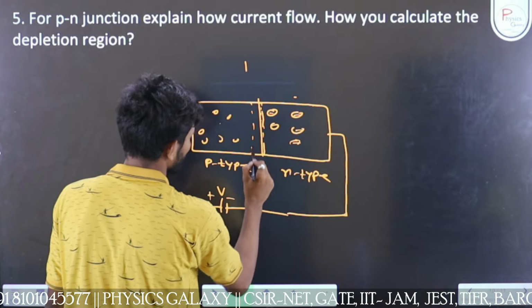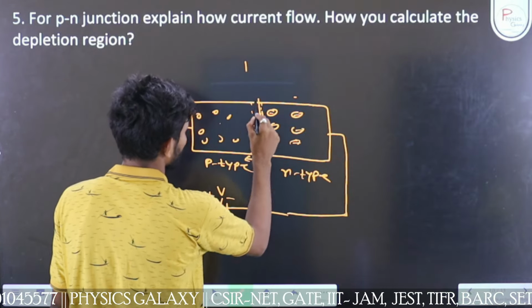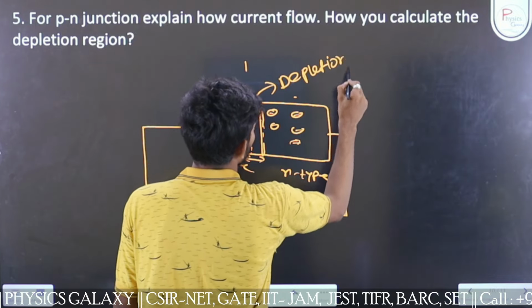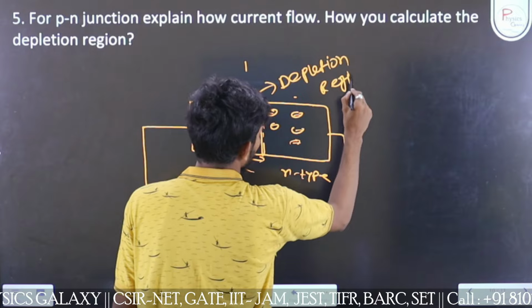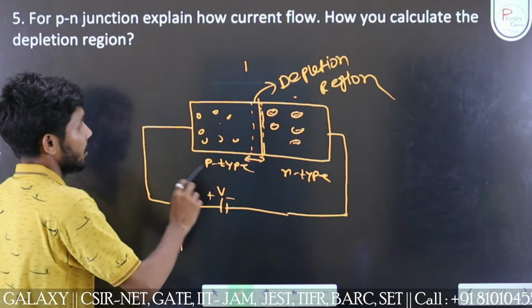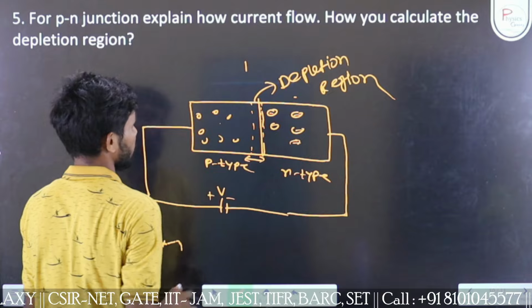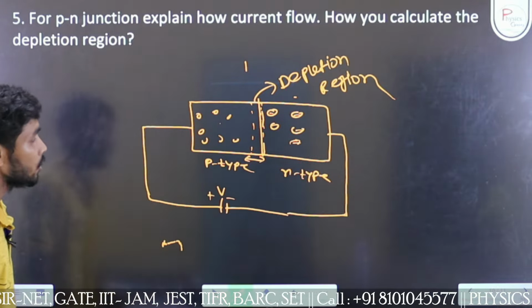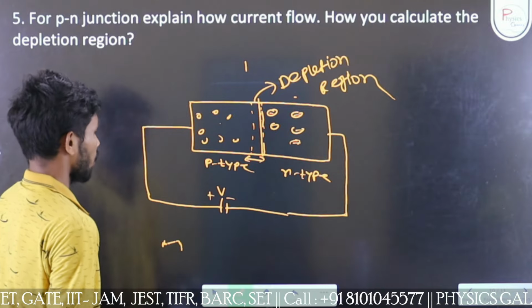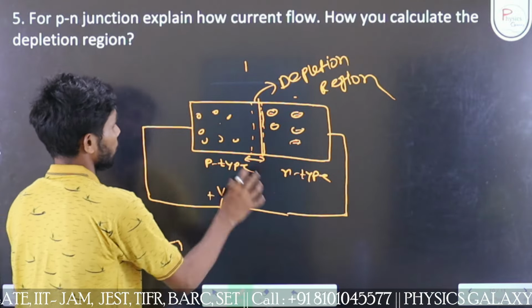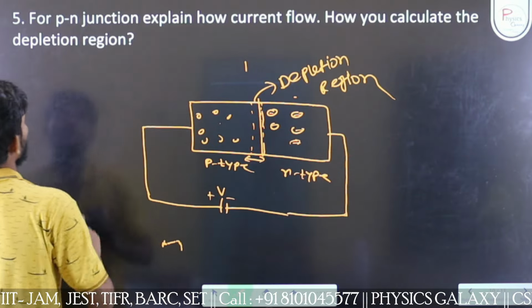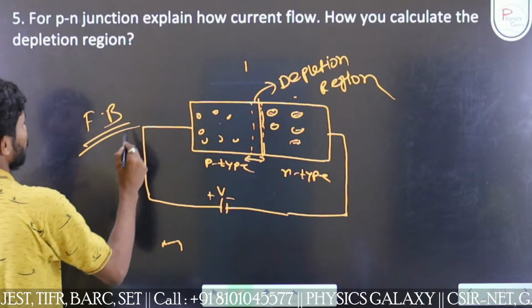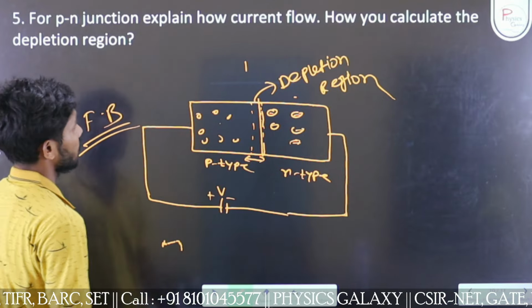This is the depletion region. The majority carriers are pushed towards the depletion region, and there they recombine, and due to this recombination current starts to flow. In this way, if the PN junction is in forward bias, then current will flow.